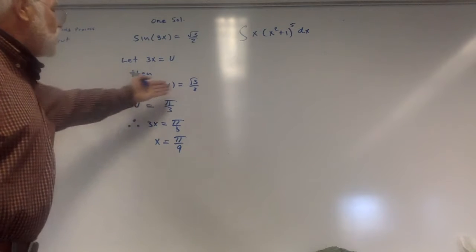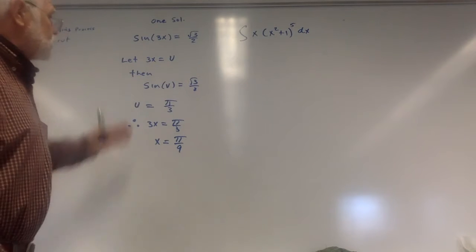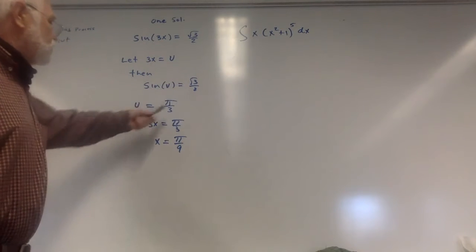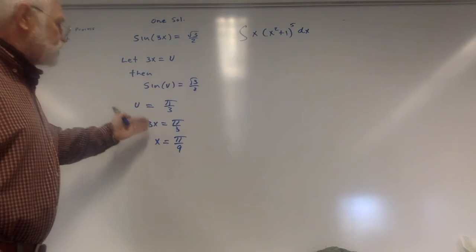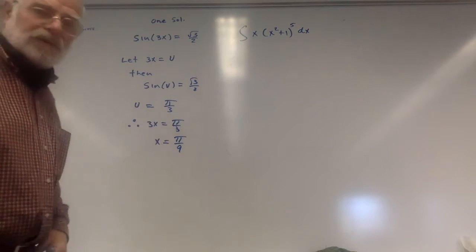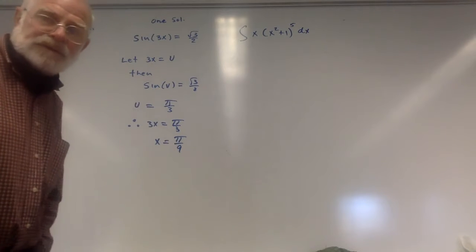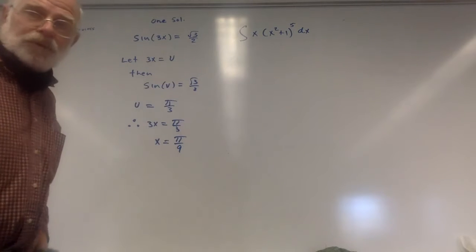And then we're going to solve with the simpler situation. So the sine of U equals root 3 over 2. So U is pi over 3. Then you come back to letting U become 3x, and 3x equals pi over 3, x equals pi over 9. That's a 60-degree angle giving you root 3 over 2.